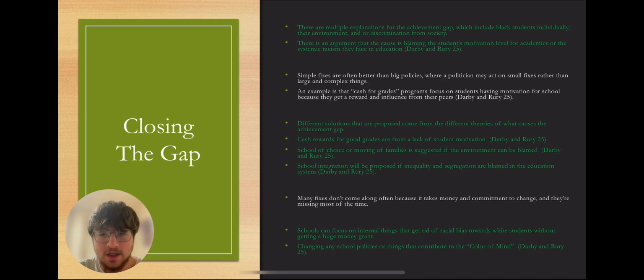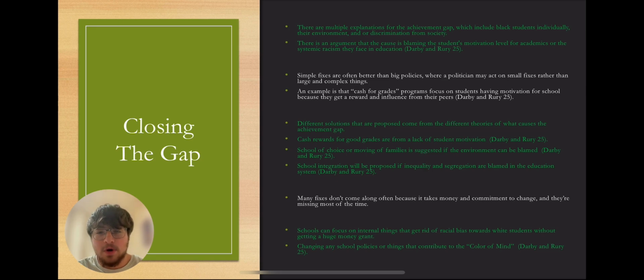It focuses on giving students motivation for school because they get a reward for having good grades and an influence from their peers. Different solutions that are proposed for the achievement gap come from different theories of what caused the achievement gap. So when students have a lack of motivation, cash rewards come about for good grades. If people think the environment is the problem with the achievement gap, they suggest school choice or moving families out of their tough and harsh upbringing areas or their hometowns to give them a better chance.